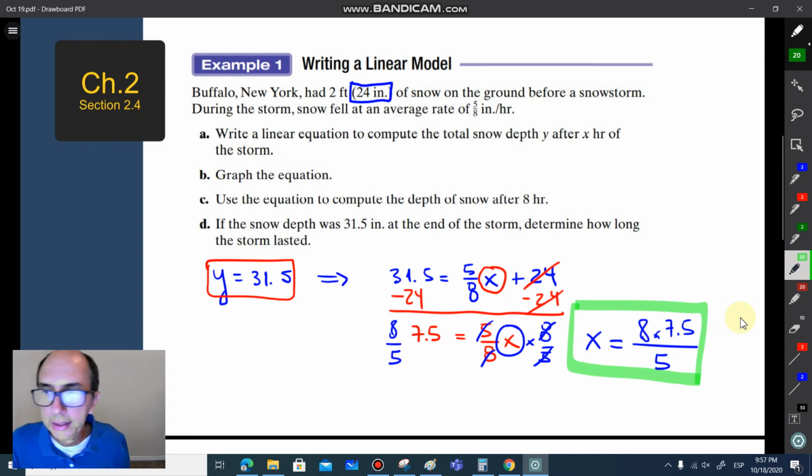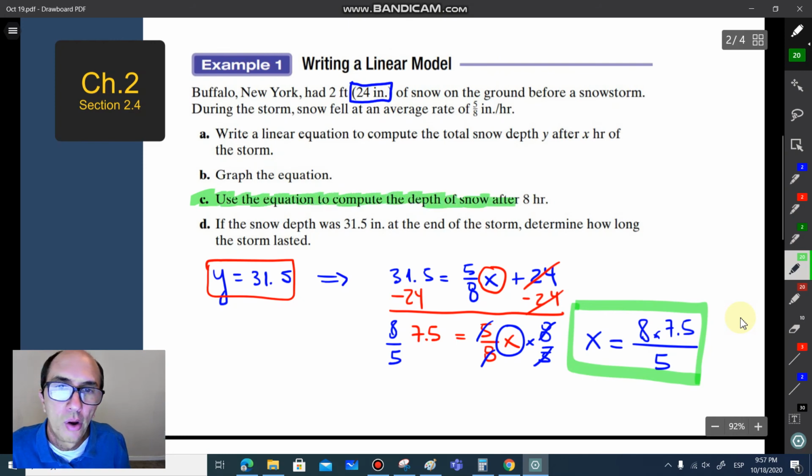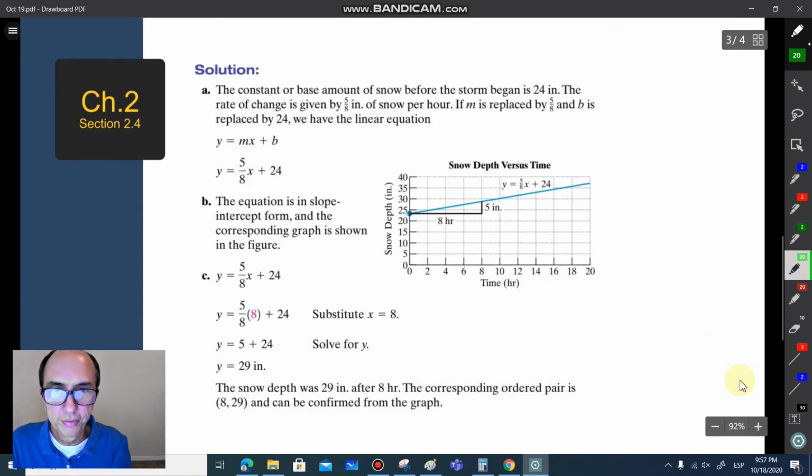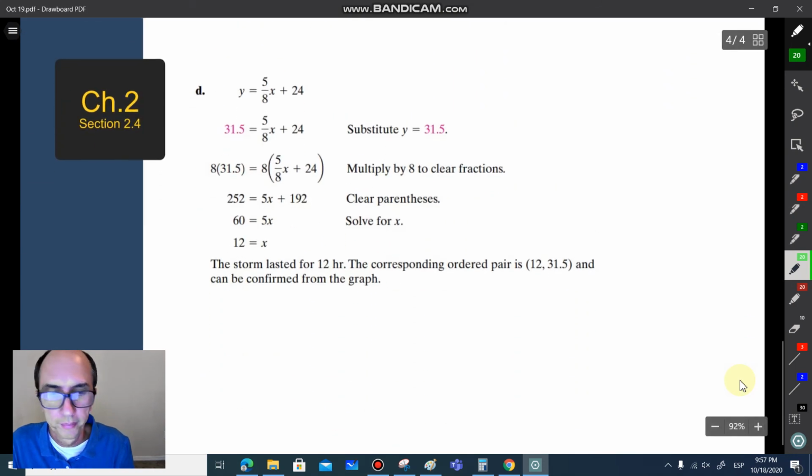On the quiz, you're going to use basically just letter C. Use the equation to compute the depth of snow. We're going to have other examples. It's basically use the value of x to find y, and maybe 1 or 2 where you're going to use the value of y, like letter D, and find x. Okay, and that's it. If you want to see in detail the solution for this example, it is right here.